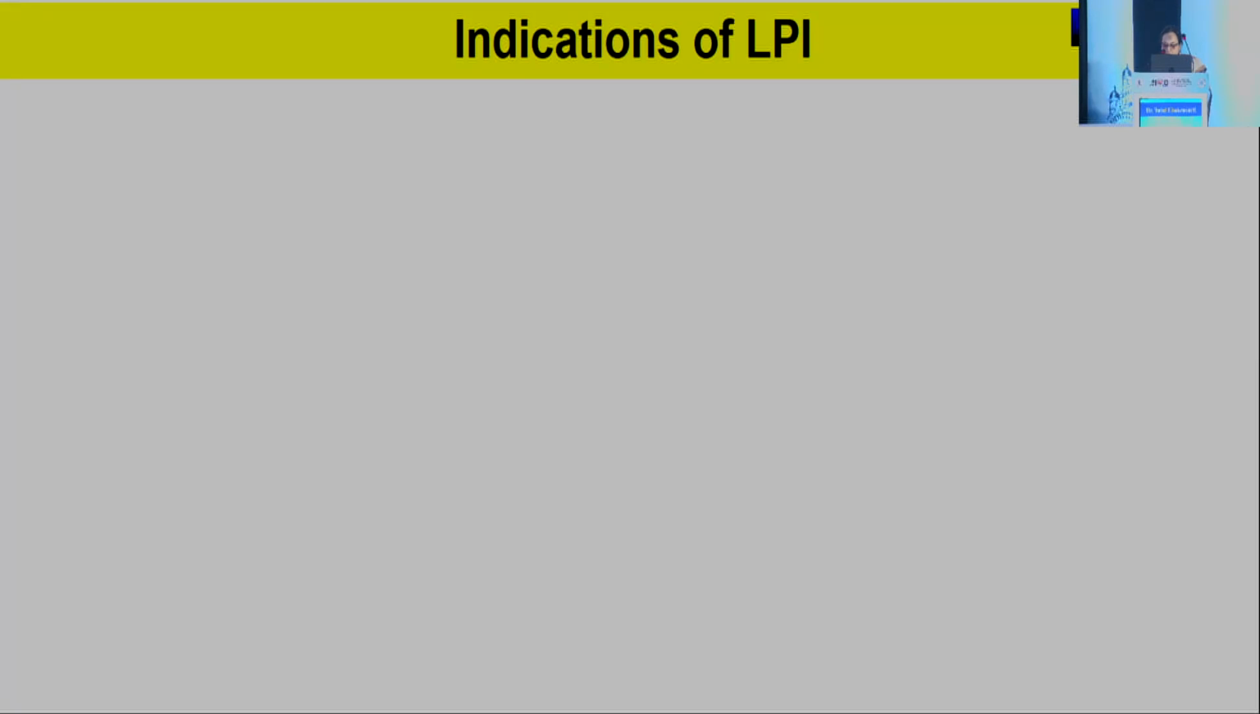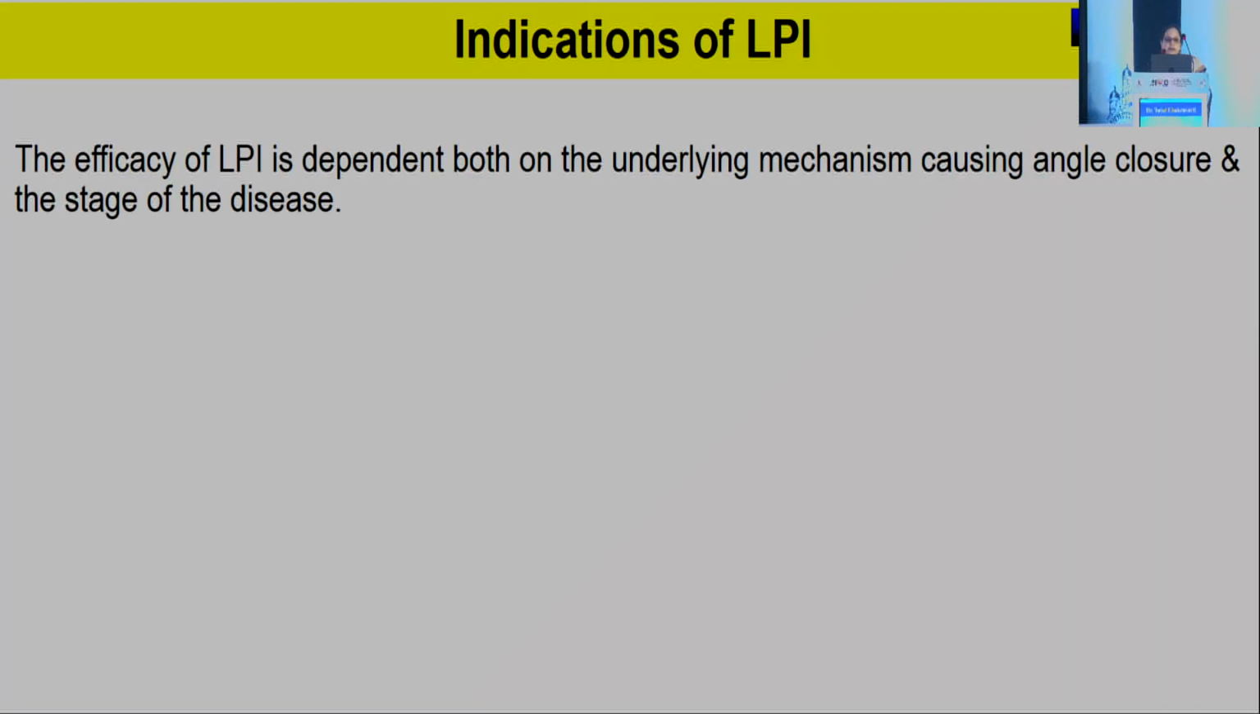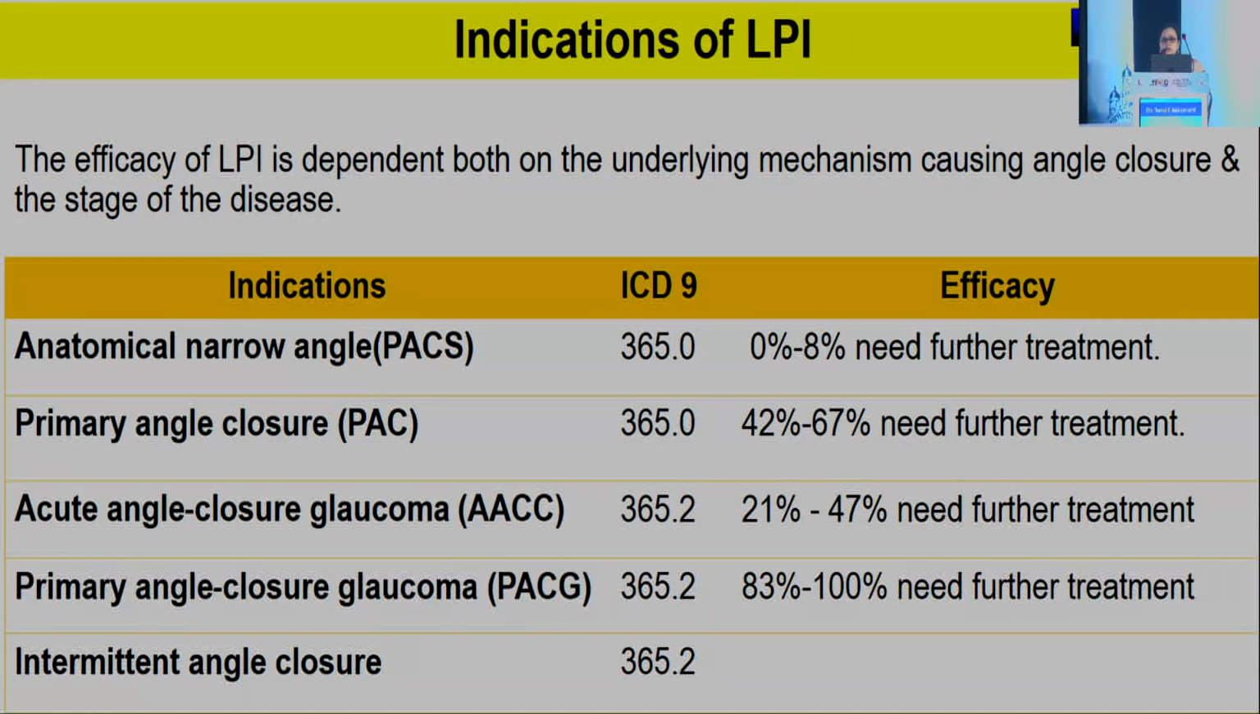Next question is indications of LPI. Now the efficacy of LPI is dependent both on the underlying mechanism causing angle closure and the stage of the disease. Like in PACS, only 0 to 8% need further treatment, while many PAC and ACC need further treatment, like 42 to 67% in PAC and 21 to 47% in ACC. However, most of the PACG, like 83 to 100%, need further treatment.